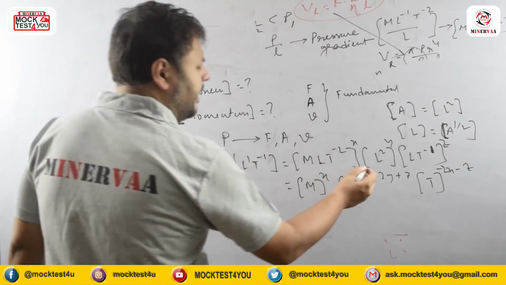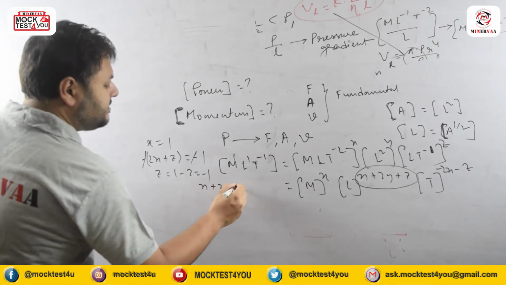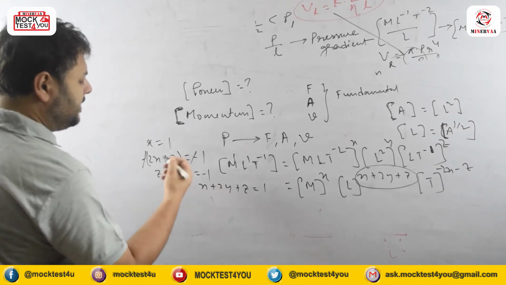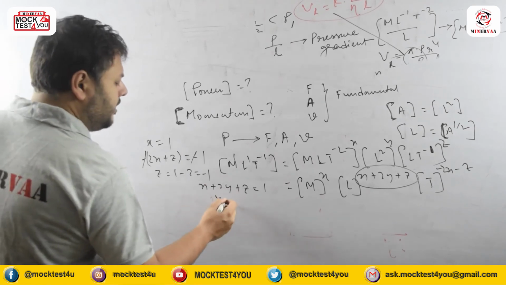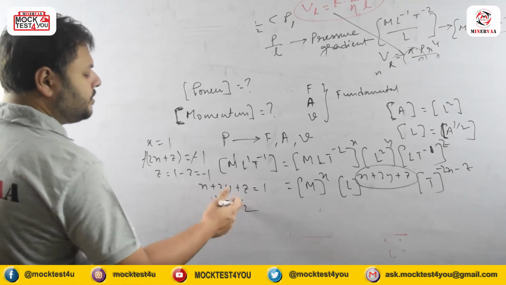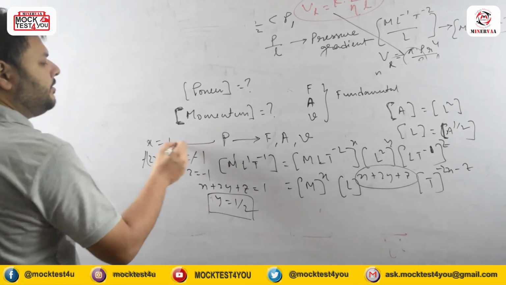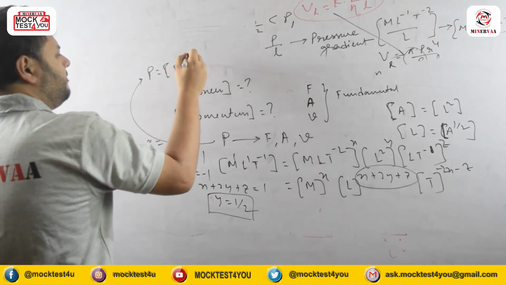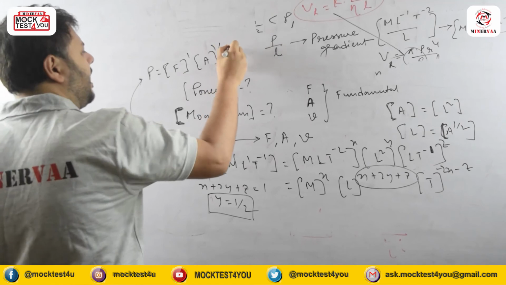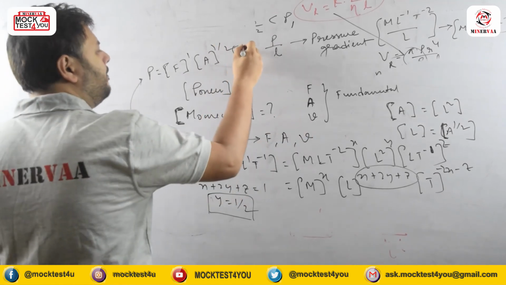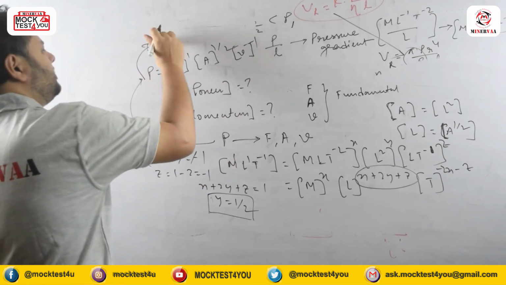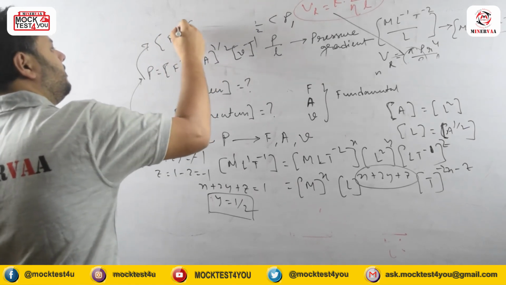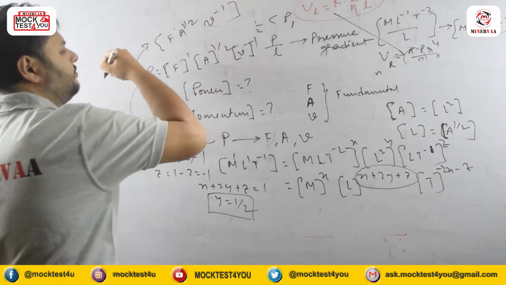And finally, comparing X plus 2Y plus Z equals 1. Here X is 1 and Z we got as minus 1, so Y becomes half. So finally, what is the relation we have? The momentum equals k, which we don't need to use, times F to the power 1, A to the power half, and V to the power minus 1. So the dimension of momentum is force into area to the power half into velocity to the power minus 1.